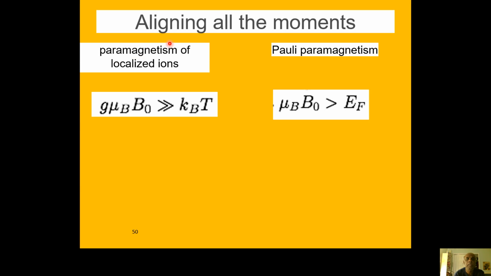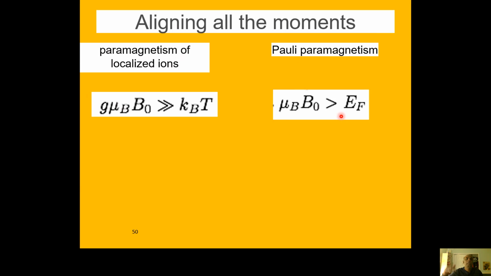So if you consider the paramagnetism coming from the ions, that's the Curie paramagnetism. That happens mostly because the magnetic energy is greater than your thermal energy, right? But Pauli paramagnetism happens because this magnetic energy is greater than your Fermi energy.